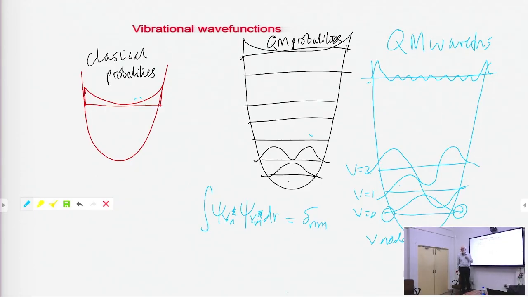Now this is important for something we're going to do tomorrow when we look at electronic structure. We're going to consider something called the Franck-Condon approximation.